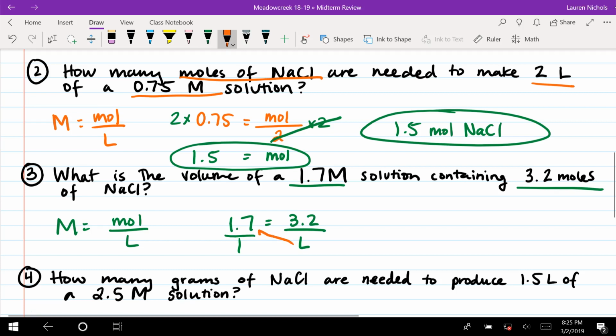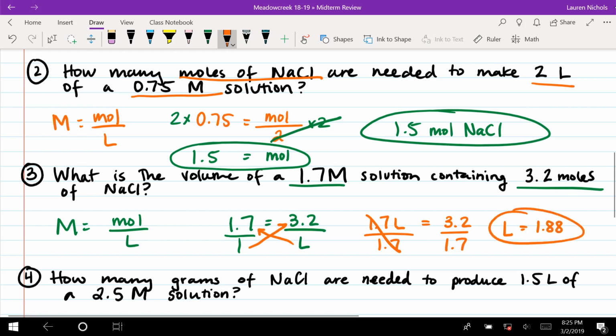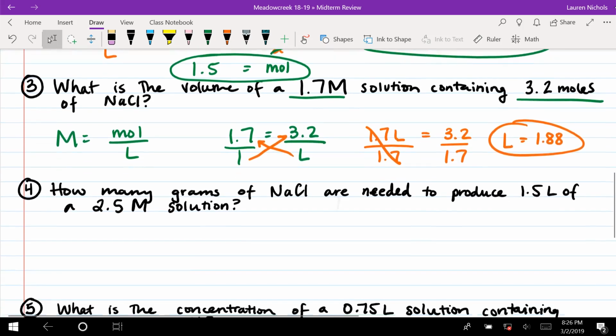And so if we cross multiply, you get 1.7 liters is equal to 3.2. So we just divide by 1.7 on both sides. This cancels out, and your liters are equal to 3.2 divided by 1.7, and that will give you 1.88. So we need 1.88 liters. That's the volume that the solution would have to be if it had 3.2 moles and a concentration of 1.7.